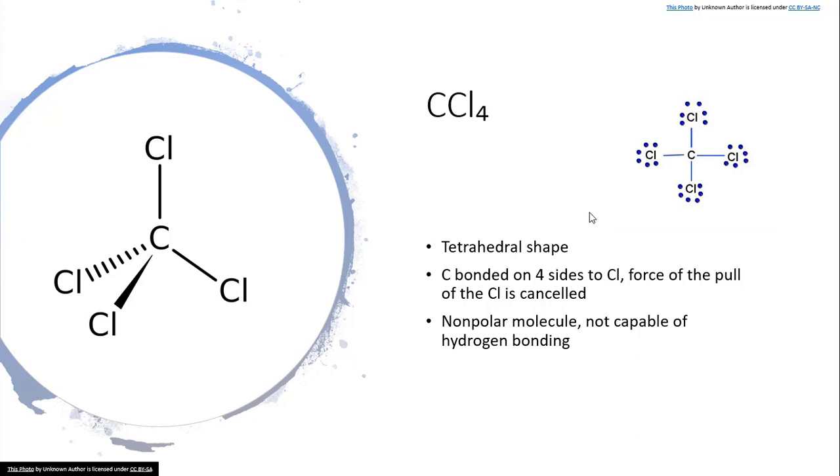Carbon tetrachloride is the next molecule that we have to go over. Carbon tetrachloride has one central carbon atom and 4 chlorine atoms. These chlorine atoms are bonded on opposite sides of the carbon. Carbon itself has 4 valence electrons, and here they're all bonded to a chlorine atom, which leaves it with no lone pairs. Here we see that it has a tetrahedral shape, and since the chlorine atoms are pulling electrons outward but are on opposite sides, this cancels out the force and makes it a nonpolar molecule, and also makes it incapable of hydrogen bonding.